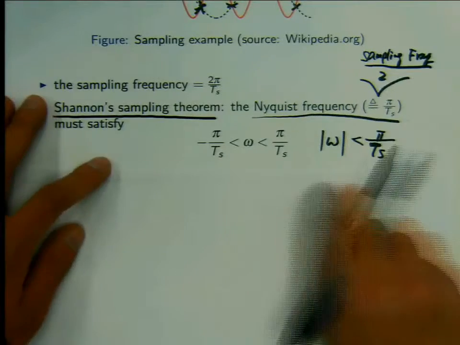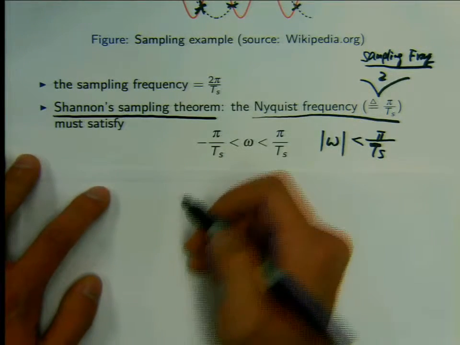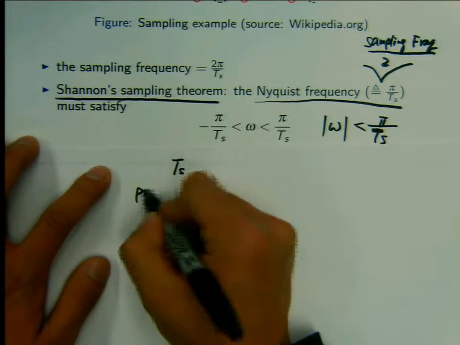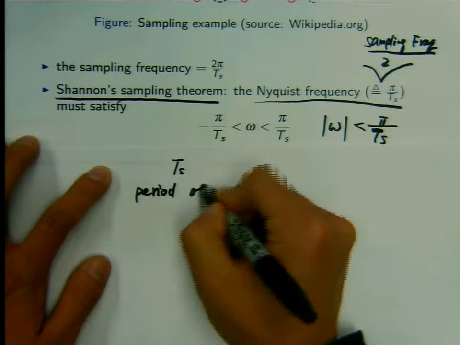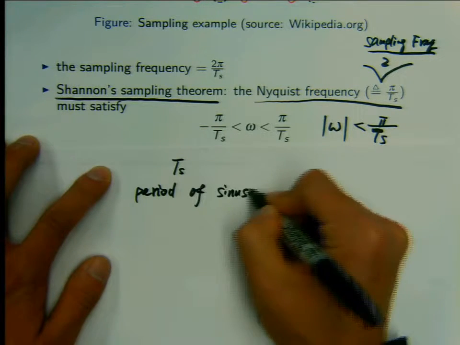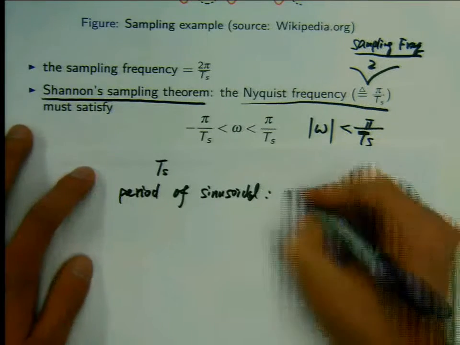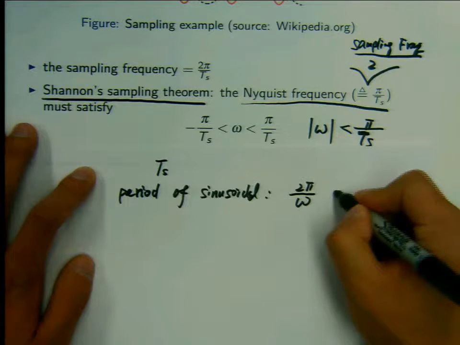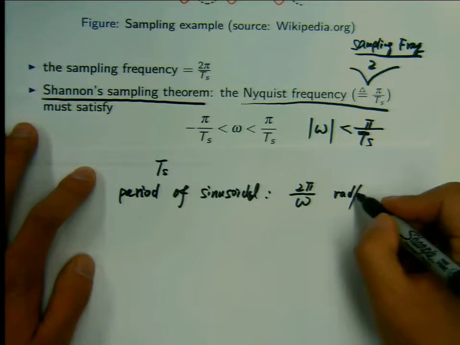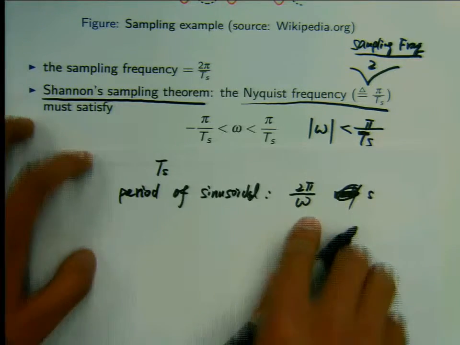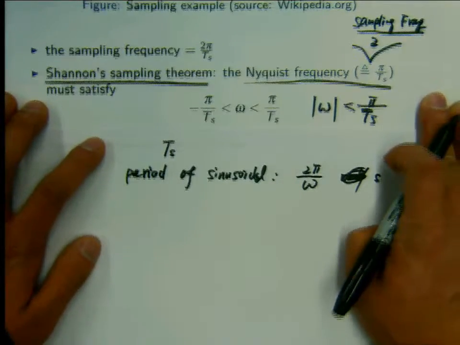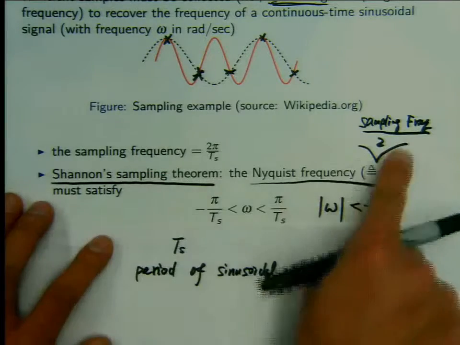Okay? So let's take a moment to look at this result here. Suppose the sampling time is Ts. Then the period of the sinusoidal is going to be 2 pi divided by omega. This is in seconds. Omega is in radians per second. It's just defined by the sampling frequency divided by 2.